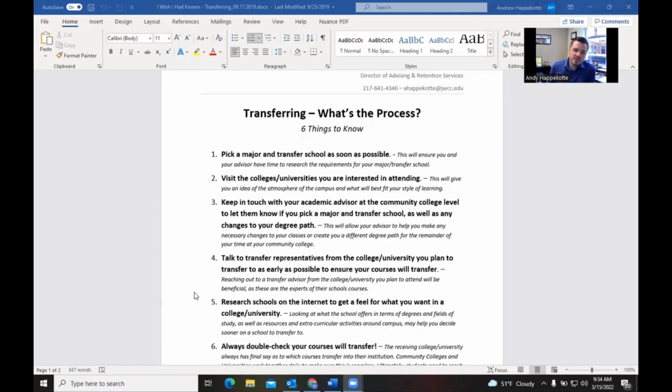And then the fifth point, I'm going to skip to there, is researching schools online. So maybe you're going to do an online program, or maybe you're just trying to get a feel for which four-year institution is right for you, and you just want to start by looking on the web. That's the best possible thing to do. It's the easiest, it's the most time sensitive, it's the most cost effective. It doesn't cost a thing, just a little bit of time.